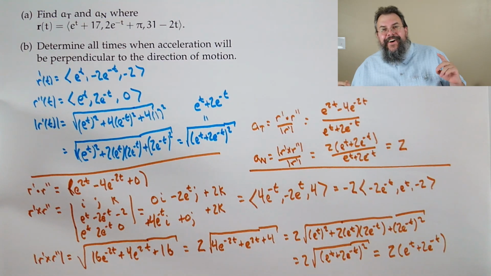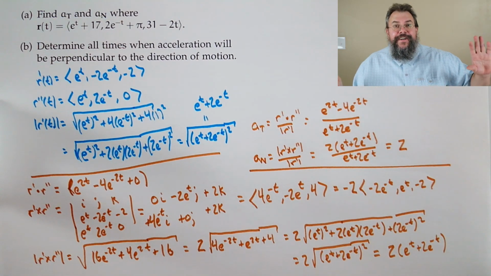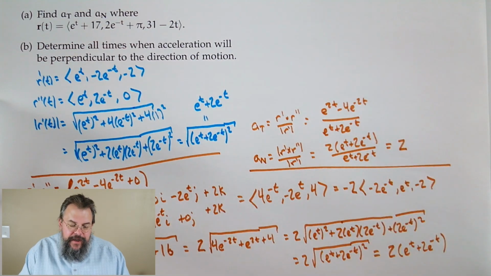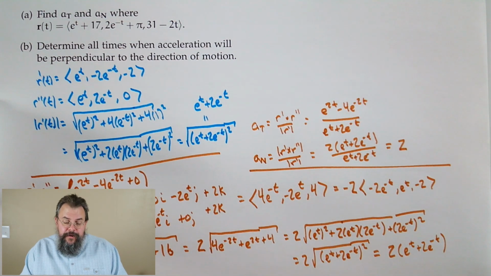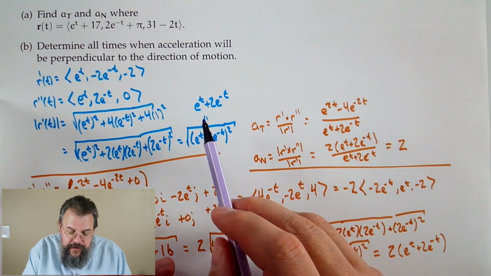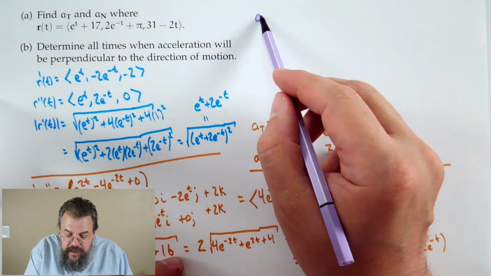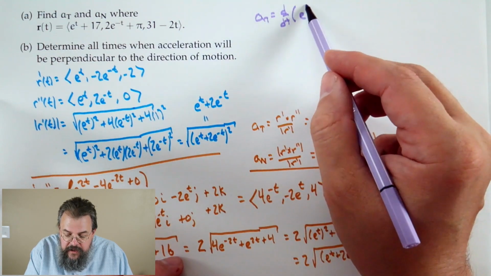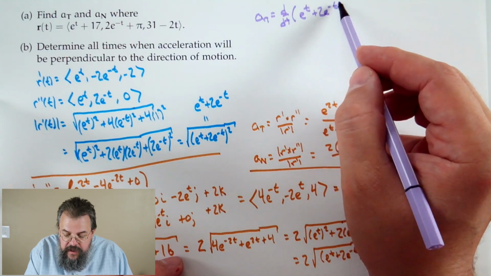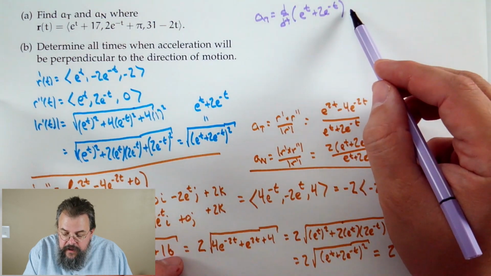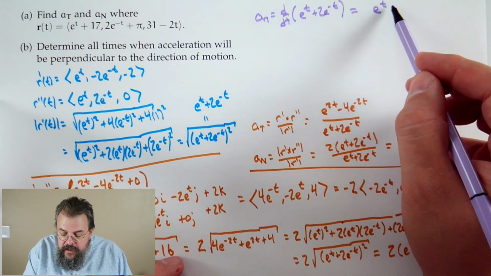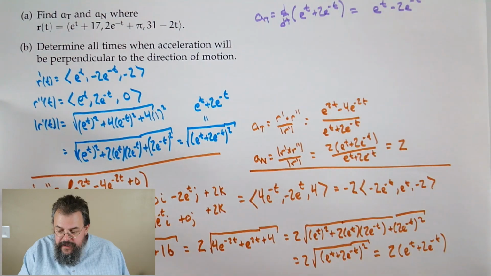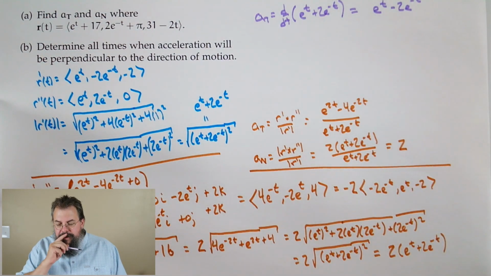Okay. Now, that was geometric. Let's do algebraic. And we'll work in the corner. Okay, so what do we need? Well, we have our magnitude of r prime. So a sub t, that's our derivative of e to the t plus 2e to the minus t. And that becomes e to the t minus 2e to the minus t. And now, wait, what? Shouldn't it be the same?